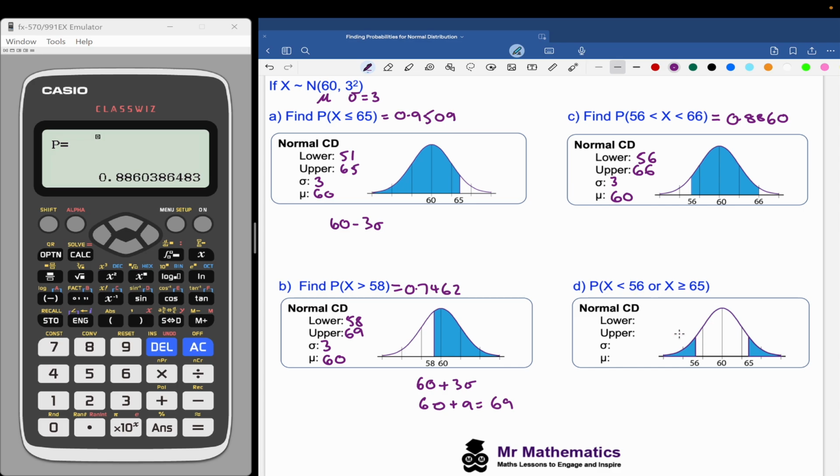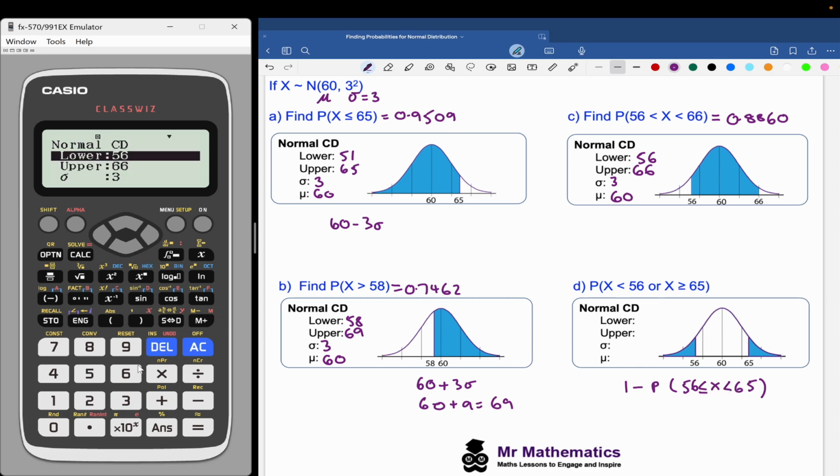Okay, so finally for question D, now we want to look at the probability of x being less than 56, which is this region here, or greater than or equal to 65. So we can't enter this directly into our calculators, but we know that the area underneath this curve represents 100% of the data. So we can work out the blue regions by doing 100%, which is 1, minus the probability of x being in this region, which is less than the 65, but greater than or equal to 56. And it is this which we can put into our calculators.